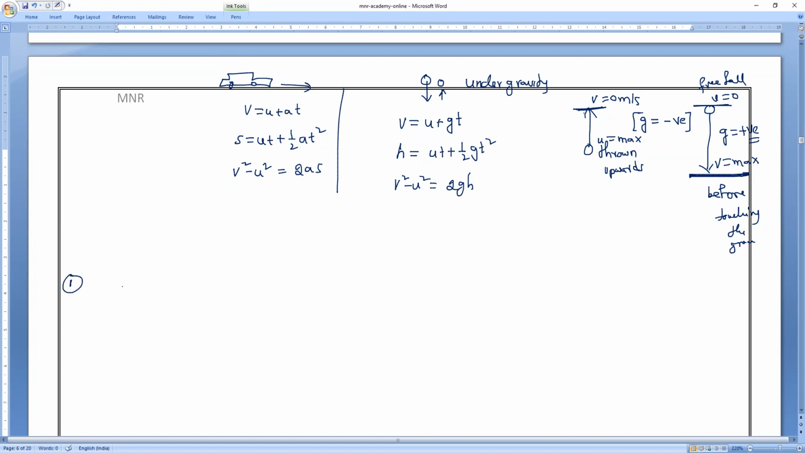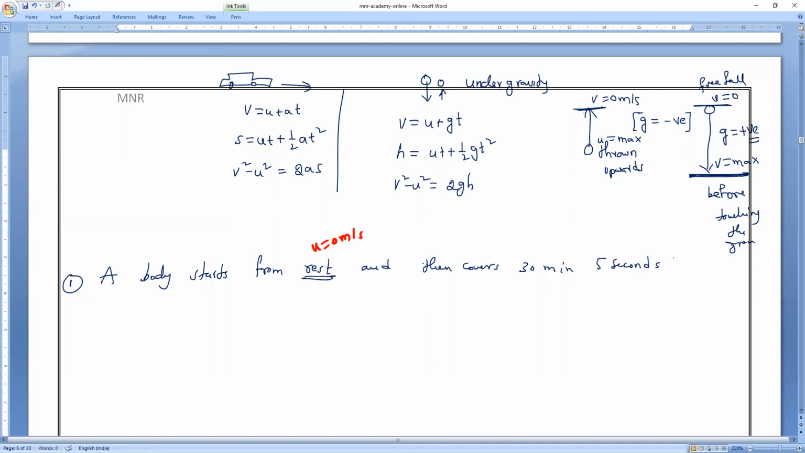Question number 1: a body starts from rest and covers 30 meters in 5 seconds. If we solve this, then only we will solve circular motion tomorrow. See, it is starting from rest. Means what is the initial velocity? Starting from rest, 0. You should understand that.